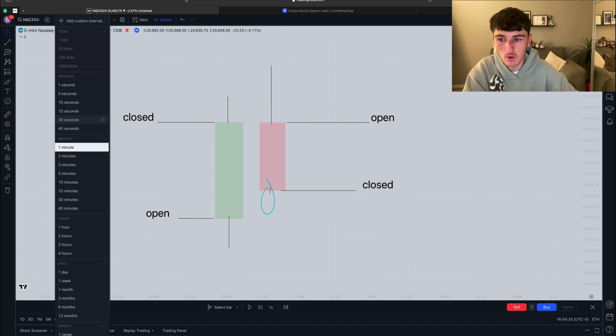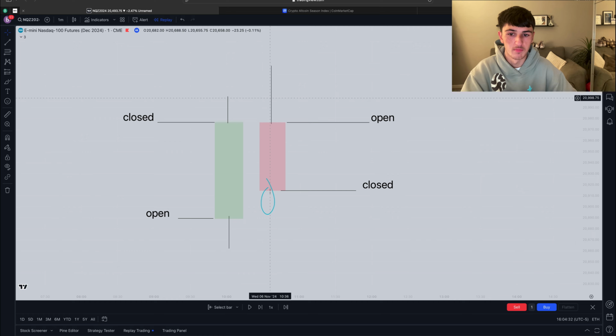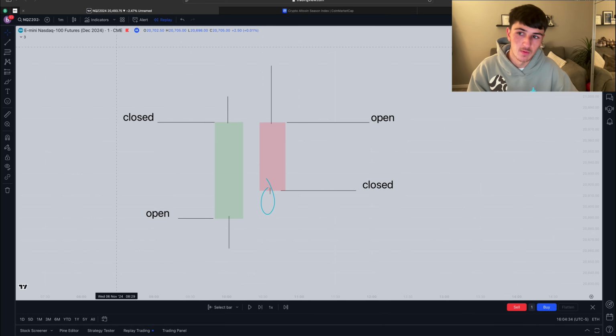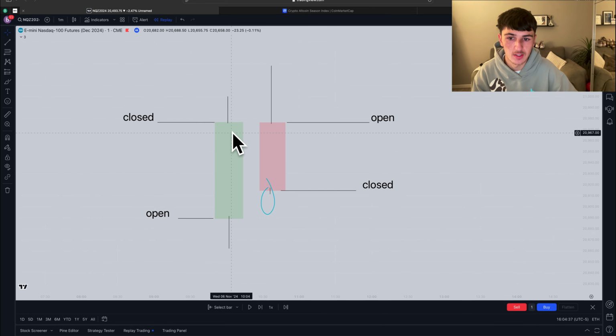So this is currently a 1 minute time frame. You can change it to whatever time frame you want. So each candle will be 2, 3, 5, 10, etc. minutes. You can have hours, months, weeks. So whatever time frame you select will be however long each candle represents.